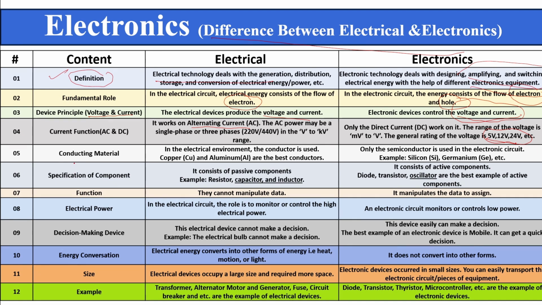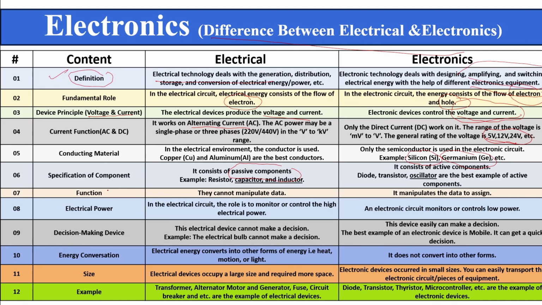If you talk about the conducting material, in electrical only conductors are used, and copper and aluminum are the best conductors. But in electronics, only semiconductors are used in the electronic circuit in the modern era, mostly silicon and germanium, and there are some compound semiconductor materials. Component-wise, electrical consists of only passive components, but electronics consists of active components. What passive and active components are, we will see in the next slide.